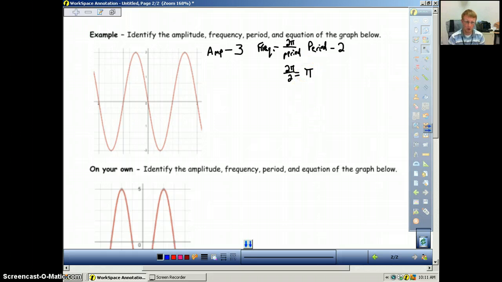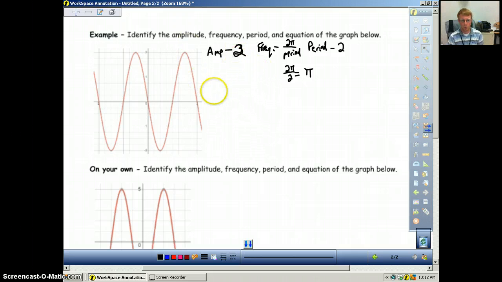So now let's talk about writing the equation here. Oh, and I apologize, the amplitude here, that's not a 3, that's a 2. So our amplitude is 2. You could probably figure that out. Maybe you can see it on your paper better than I see it on the screen. But that's a quick fix there, no big deal.